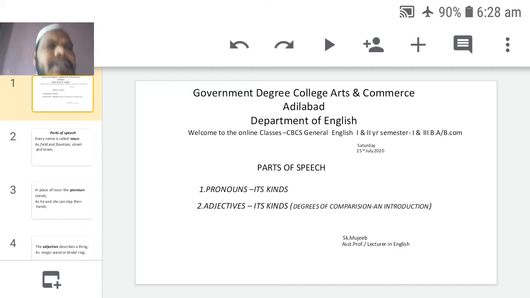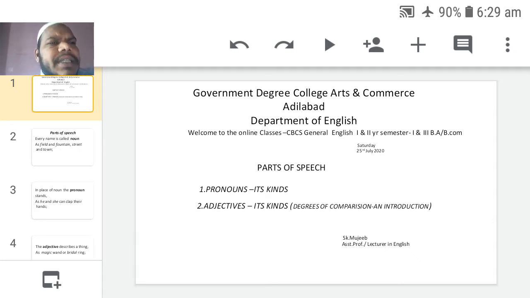As in the earlier classes we have seen that vocabulary is nothing but a stock of words or group of words a person possesses, and we have seen how to improve one's vocabulary, and that the more the vocabulary, the more competent and eloquent a speaker and a writer a person becomes.